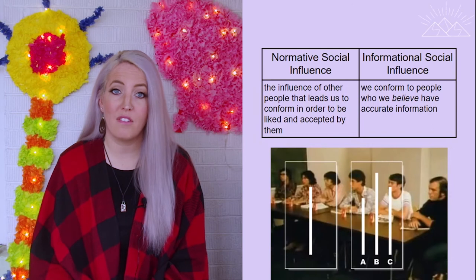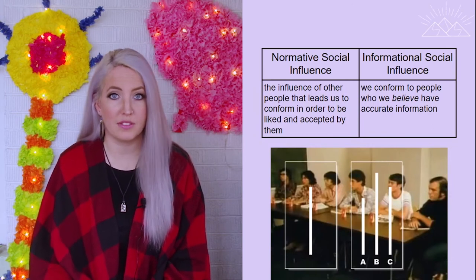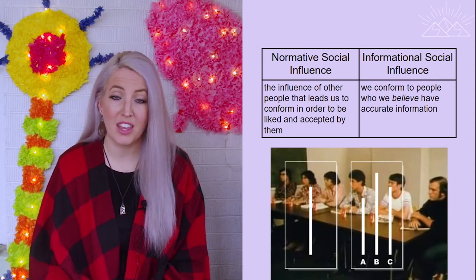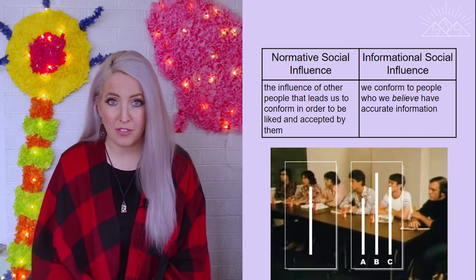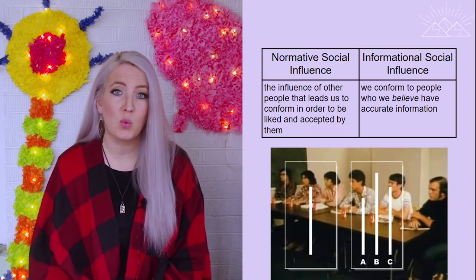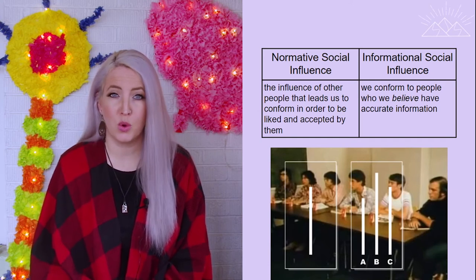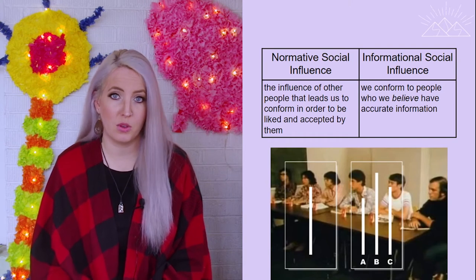Why do we follow the crowd instead of sticking to our own personal beliefs? Why would someone give a wrong answer in this line test when they know the group is wrong? Solomon Asch found, in interviewing the people afterwards, that why they conformed really fell into two major categories. They either conformed due to normative social influence or informational social influence.